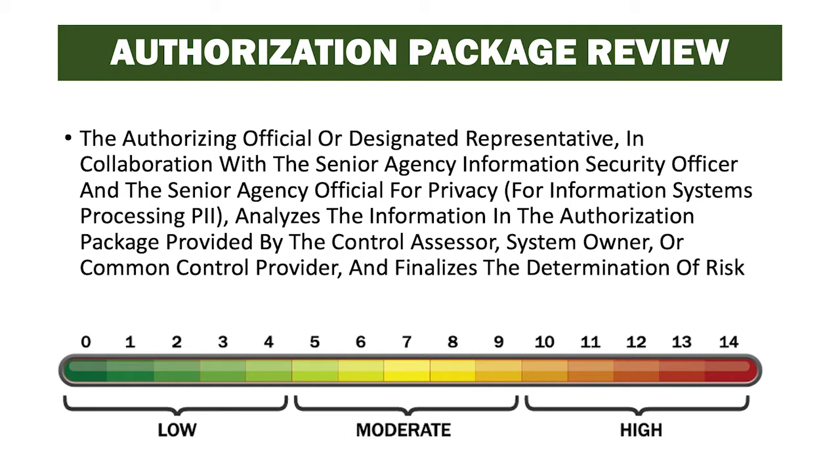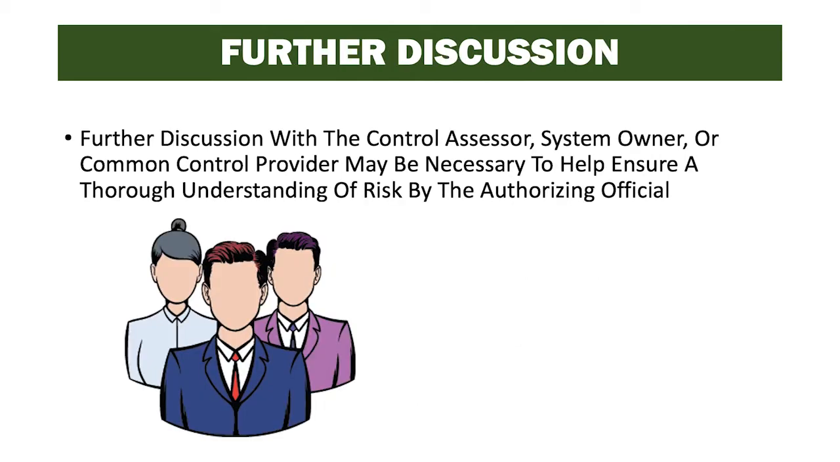The authorizing official or designated representative, in collaboration with the senior agency information security officer and the senior agency official for privacy for systems processing PII, analyzes the information in the authorization package provided by the control assessor, system owner, or common control provider, and finalizes the determination of risk. So the package we created in the last task is now used by these individuals to determine the risk that will be posed to the organization or the information the organization processes if the system is to go into production.